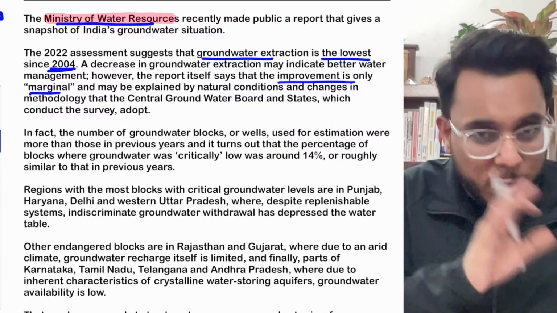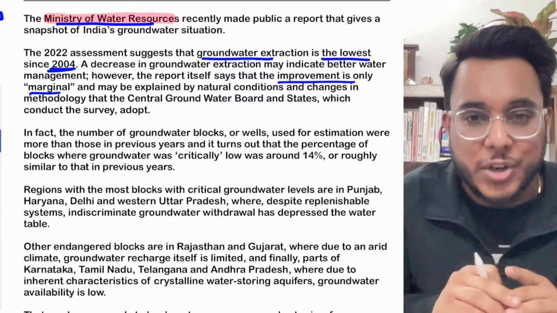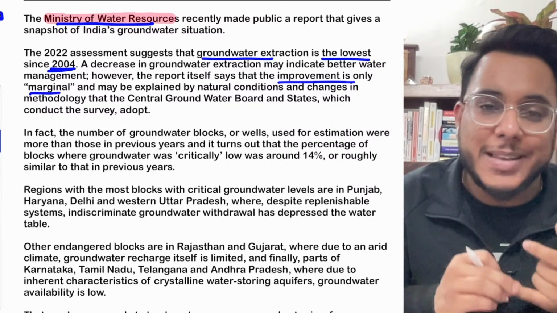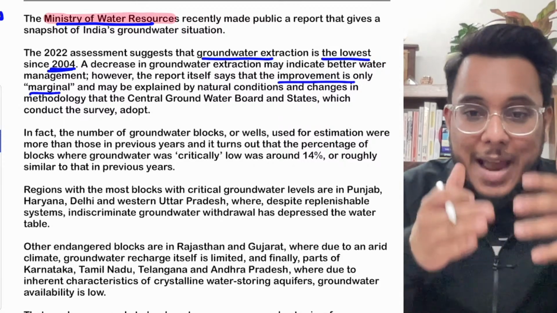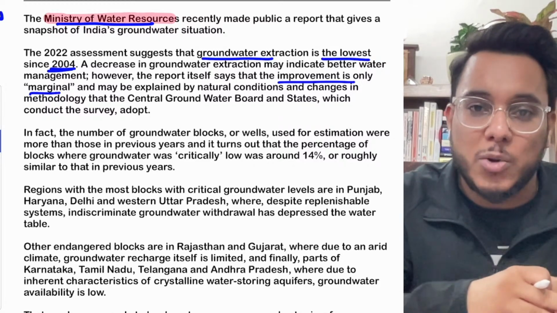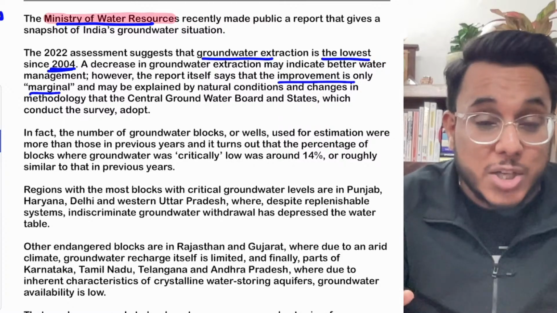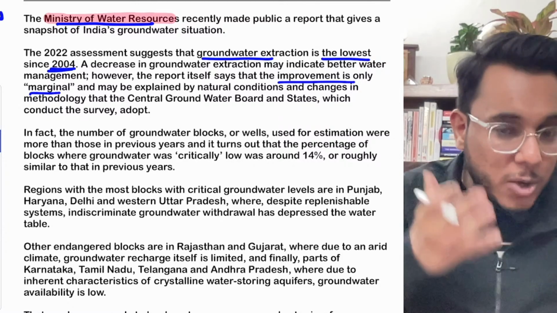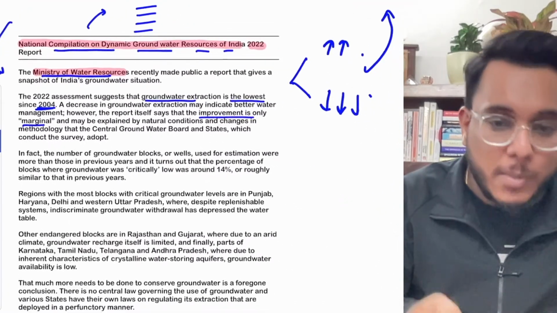conditions. For example, if you remember, we discussed this particular article on Saturday also, because this report was released then. So we have seen that the canal water seepage has increased, and as the canal water seepage has increased, it is recharging the groundwater. Then because of the natural conditions, the moisture in the soil is increasing, and that has increased the groundwater.